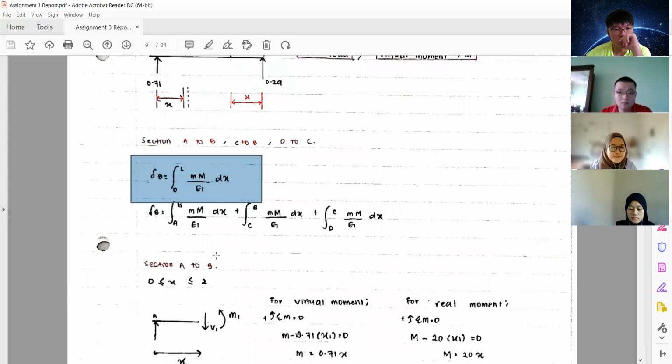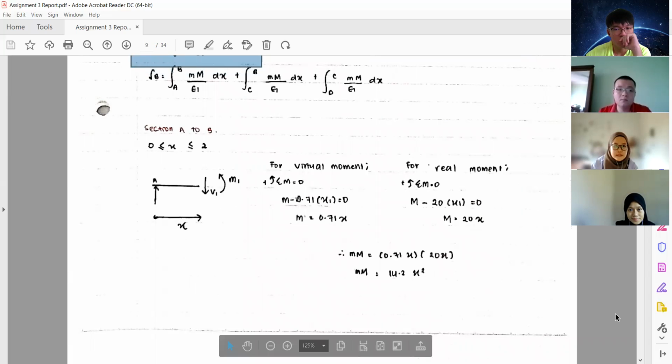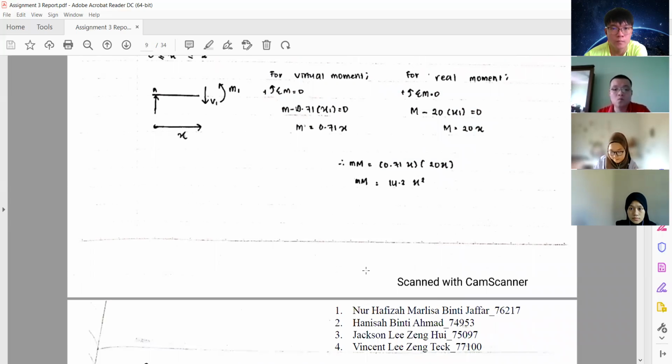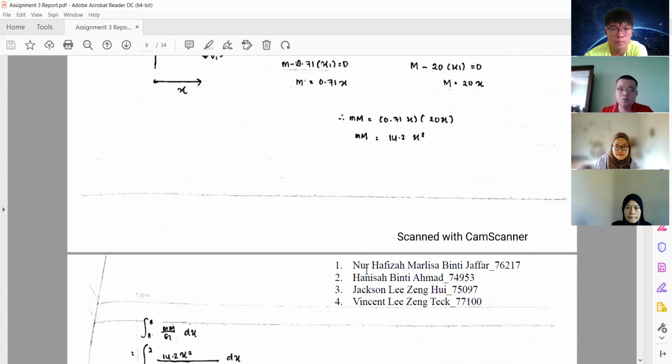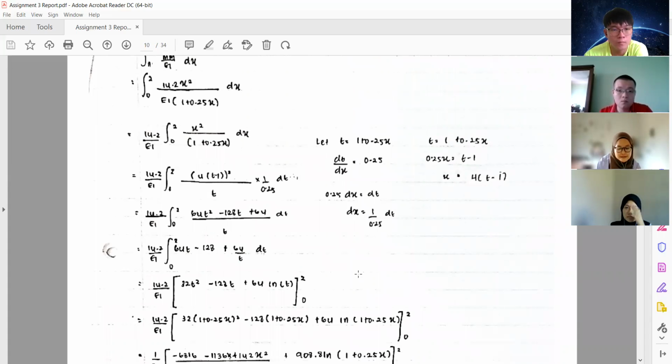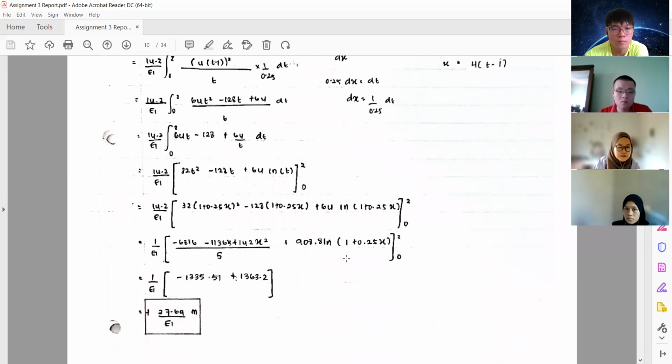For beam A to D, we can divide it into 3 different sections: section A to B, section B to C, and also section C to B. For section A to B, which is from 0 to 2 meter, I found the virtual moment and also the real moment, and both of them are 14.2 x squared. Then we use the integration. I get 27.6569 over 8.